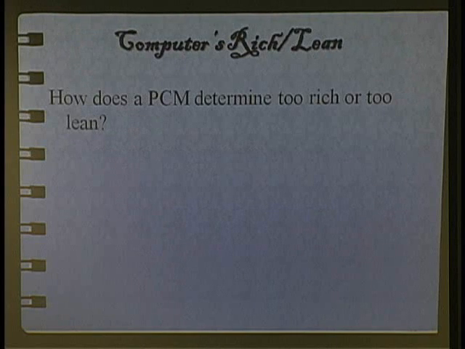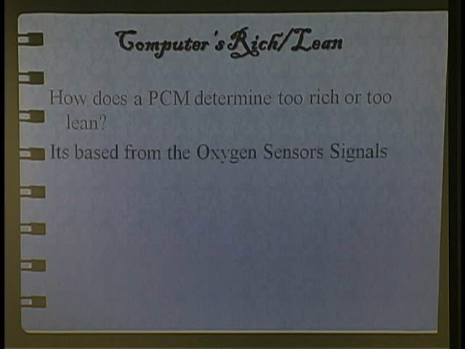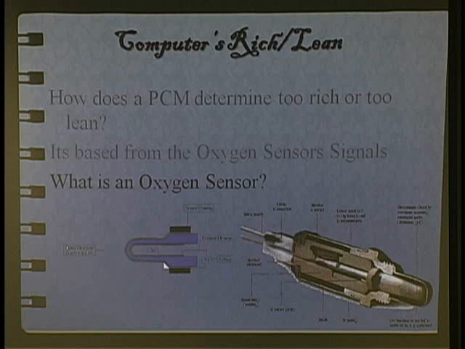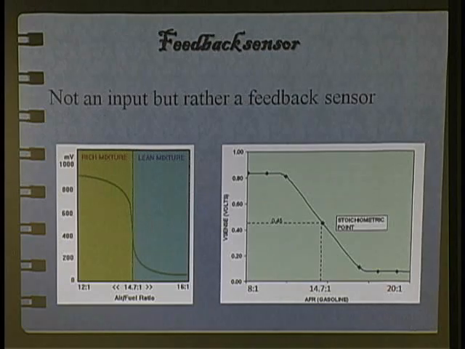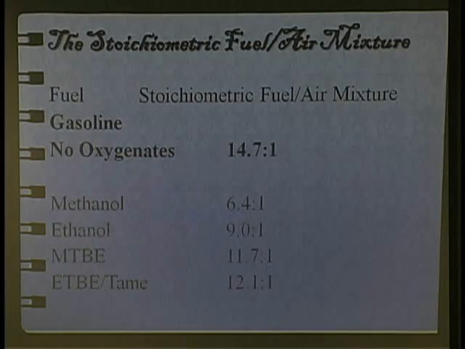All right? So how does the computer determine rich and lean conditions? Oxygen sensor? Anybody else with the right answer? Well, I agree. In this rich and lean world, it kind of does begin with the oxygen sensor. It's based off the oxygen sensor signal. Any questions about oxygen sensors? I'm willing to answer any question about oxygen sensors. Narrow or wideband questions? All right.